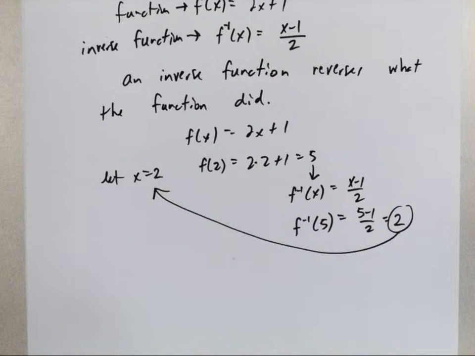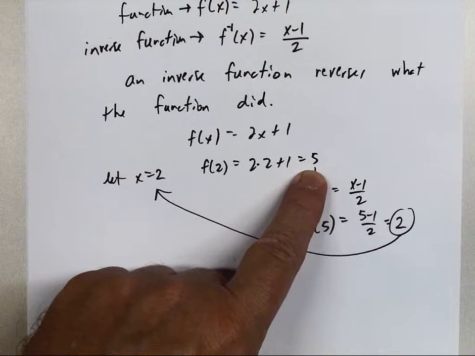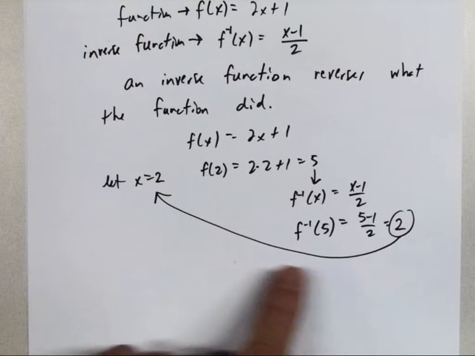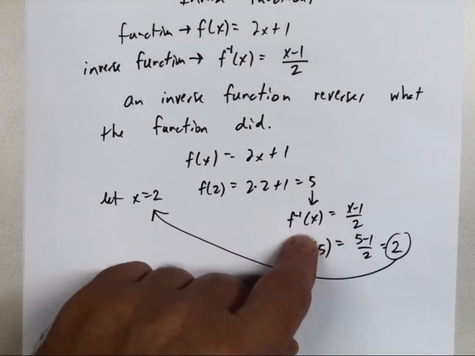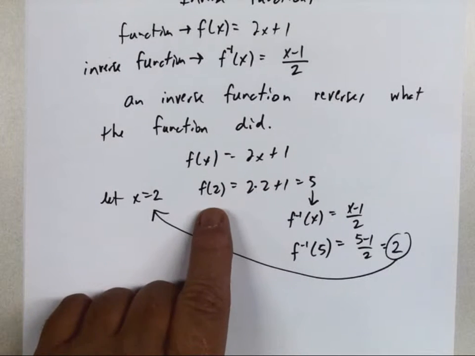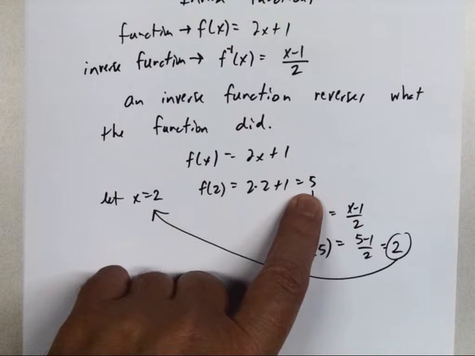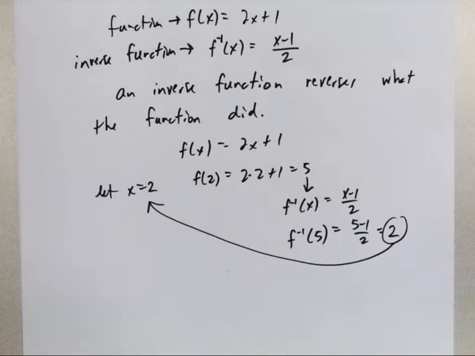It's like one step forward, one step back. So I put x equals 2 into the function, I got a 5, then I took the result of the function, ran it through the inverse function, and got back to where I started. That's the whole idea. This inverse function, in a sense, undid what the function did. The function took x equals 2 and gave me a result of 5. The inverse function took the 5 and gave me back the 2. In a simple way of understanding, that's what an inverse function does.